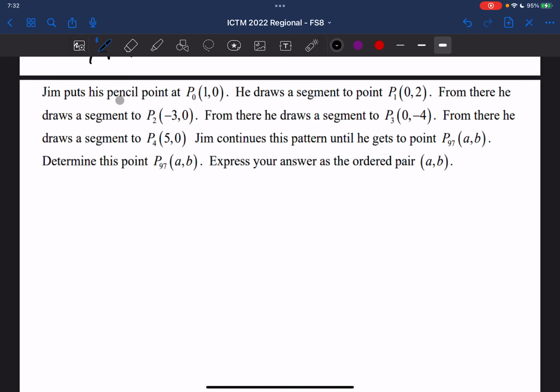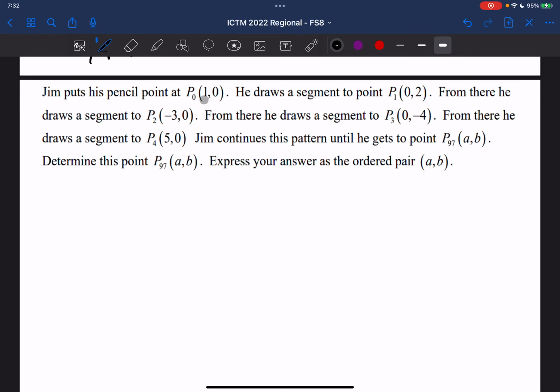Jim puts his pencil point at (1, 0), then at (0, 2), (-3, 0), (0, -4), (5, 0), and he continues this pattern until he gets to the point P97. So determine this point and express it as the ordered pair (a, b).